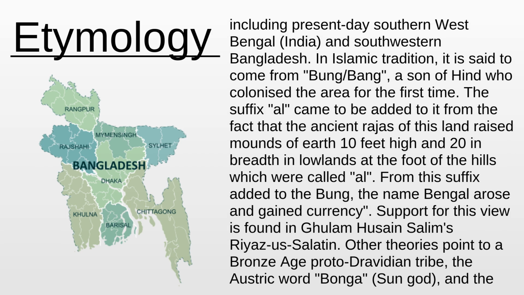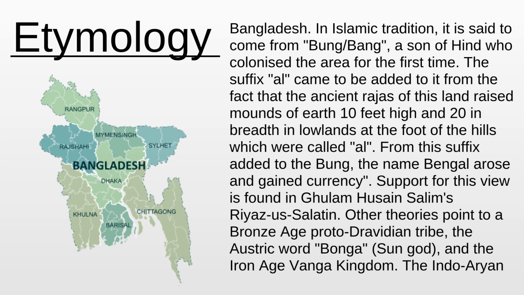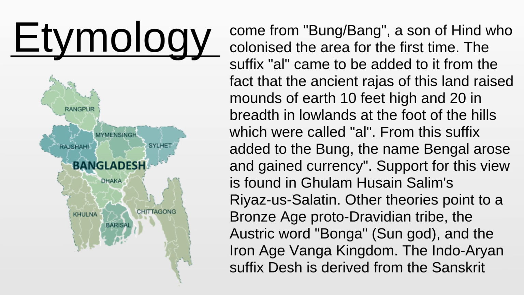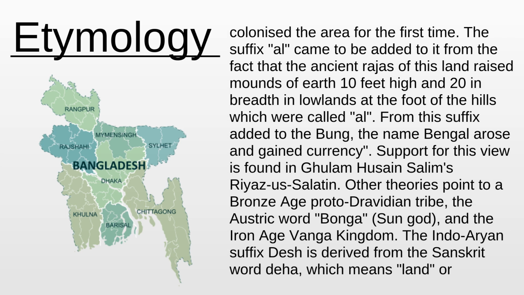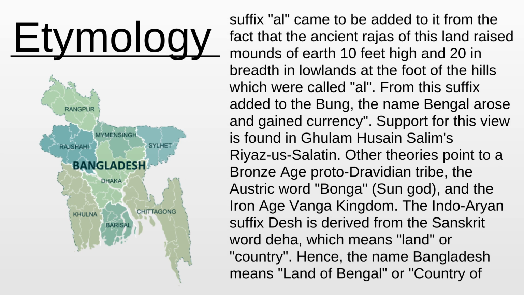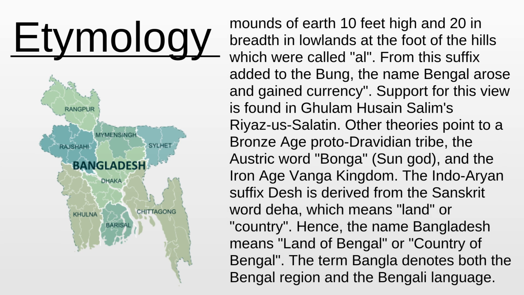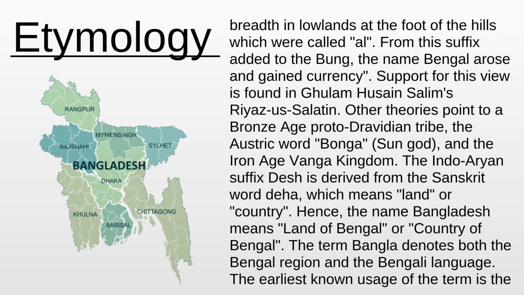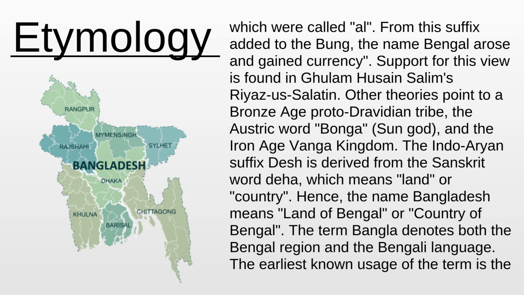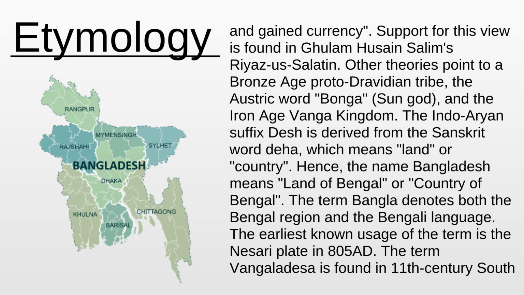In Islamic tradition, it is said to come from Bung/Bing, a son of Hind who colonized the area for the first time. The suffix al came to be added to it from the fact that the ancient Rajas of this land raised mounds of earth 10 feet high and 20 in breadth in lowlands at the foot of the hills, which were called al. From this suffix added to the Bung, the name Bengal arose and gained currency. Support for this view is found in Ghulam Hussain Salim's Riyaz Salatin.